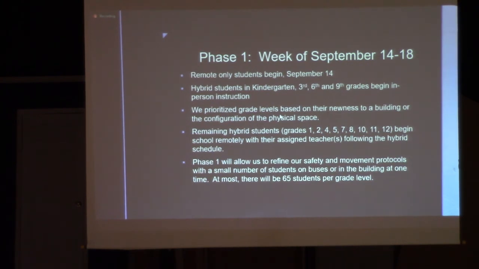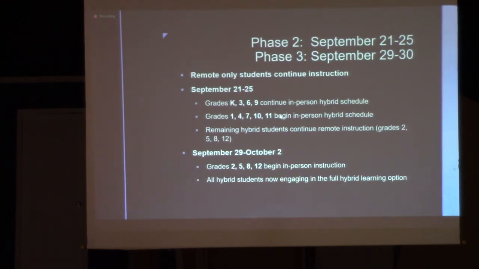How are you going to do this? How are you going to do that? Well, it'll be phased in over 3 weeks so that by the 3rd week, even by the 2nd week certainly, we will work out any problems we have, any issues we have in some of our plans. So again, phase 2, September 21st to 25th, and then phase 3 is the 29th to the 30th.